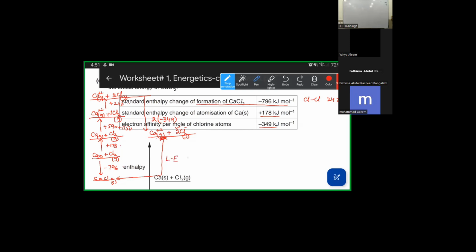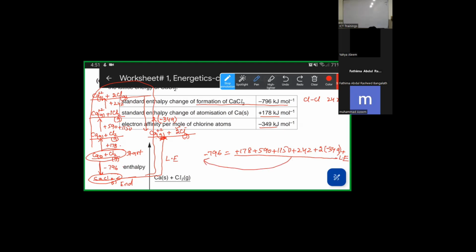So this cycle is going to start from here. This is the starting point, and this is the end point. From start to end, we got this energy, which is minus 796. The other cycle is all this one. Okay, so we should write down the values up here. That is plus 178, then plus 590, plus 1150, plus 242, and then 2 times minus 349, and plus lattice energy. Okay, so now you should solve all this from here, take it to the other side, and let me know what answer you got.